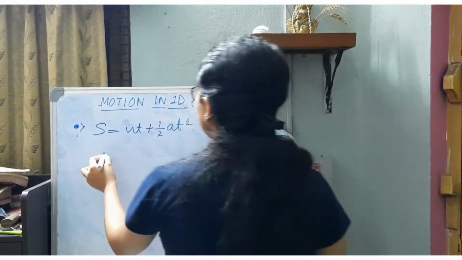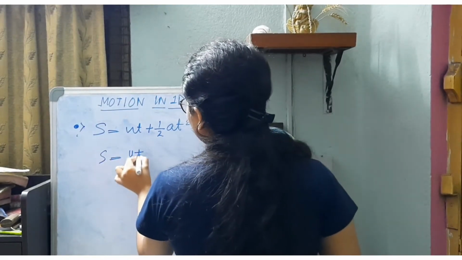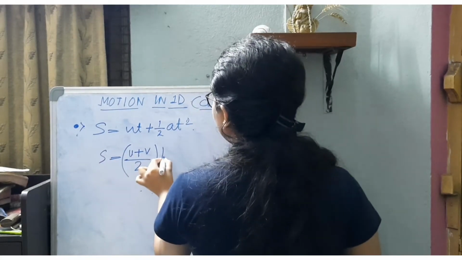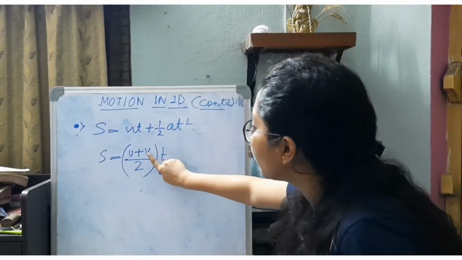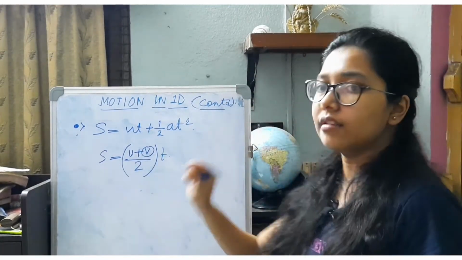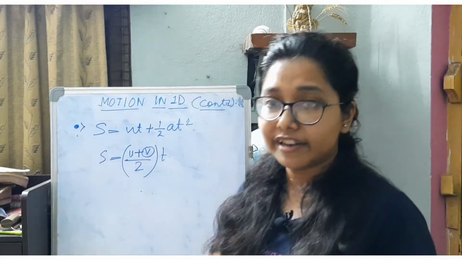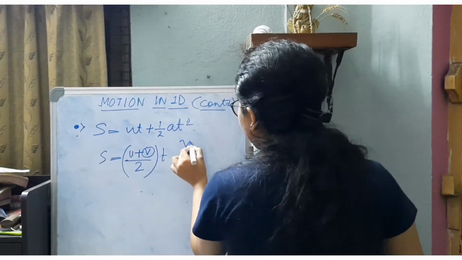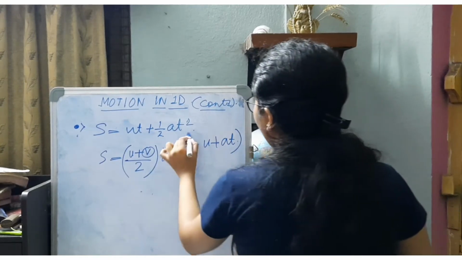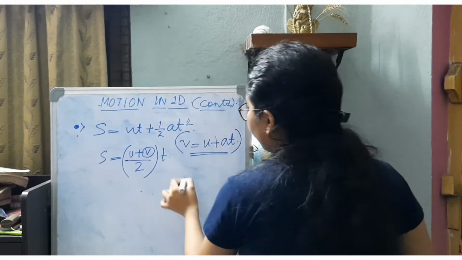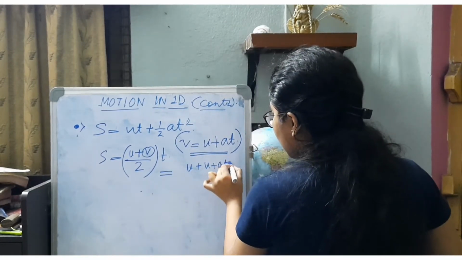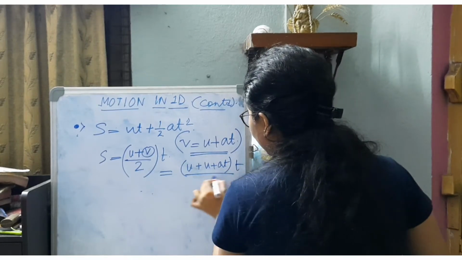So what is average velocity? Initial velocity plus final velocity by 2 into the time period t. Now when I am talking about final velocity v, in the previous equation, that is the first equation of uniformly accelerated motion, we came to see that v is nothing but u plus at, right? So if I substitute this value over here, I get that it is (u plus at) into t by 2.